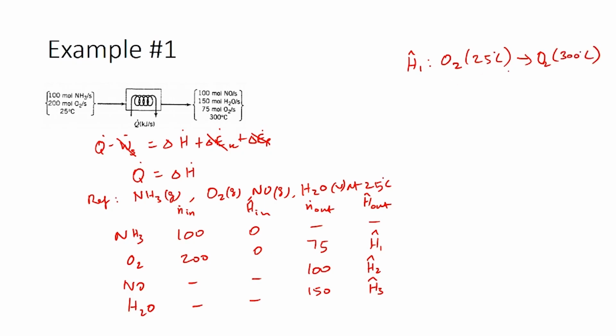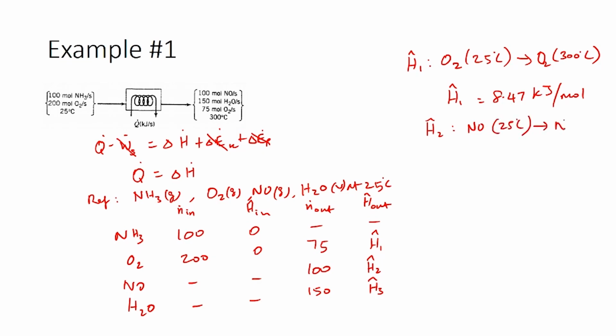So, this is basically only a change in temperature. You can get this enthalpy value directly from combustion gas tables. So, using that you can get H1 cap as 8.47 kilojoules per mole.